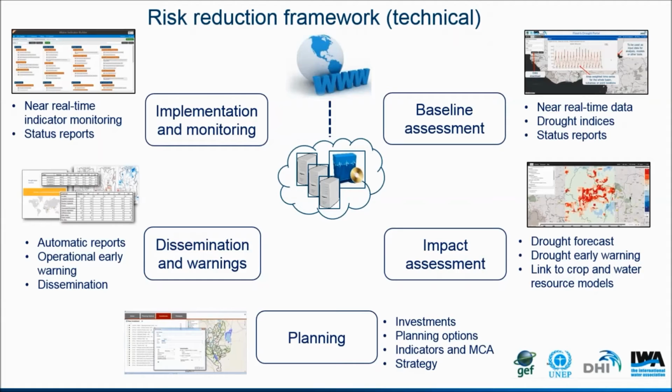Then the next component is the dissemination of warnings, of both the impacts but also the outputs of the planning phase. So there are some activities around automatic reports and also an operational early warning system, which can produce alerts in case of upcoming drought events, so that the relevant stakeholders or organizations receive alerts on upcoming drought events. And then the last part is implementation and monitoring, where we have an operational near real-time monitoring system, which is based on drought indices again, so that stakeholders at all times can evaluate what the drought condition is.